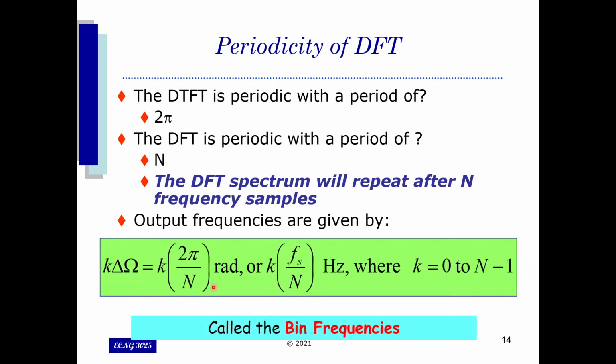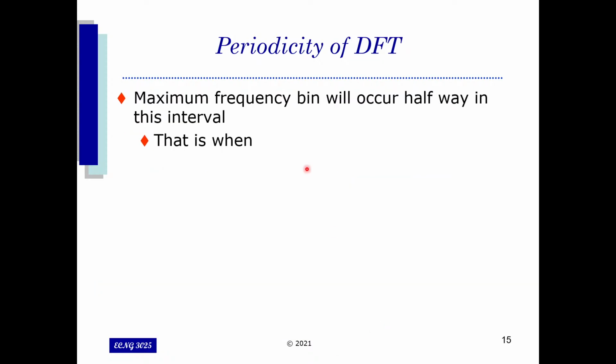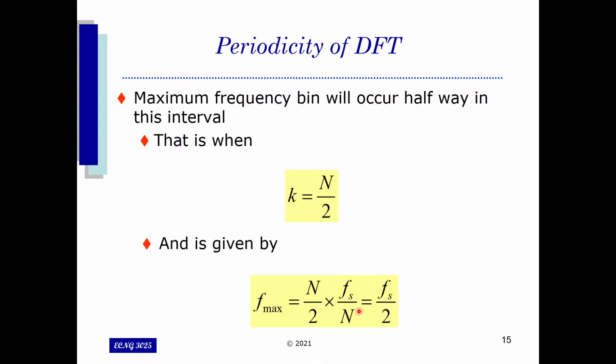Each instance of these k frequencies, so this will be at k equals 0, k equals 1, 2, 3, and so forth, is what we refer to as our bin frequencies. And the maximum frequency bin will occur halfway in the interval. Basically, it will be at k equals n on 2, or also when the frequency is half that of the sampling frequency.